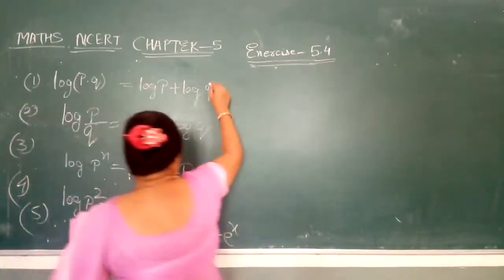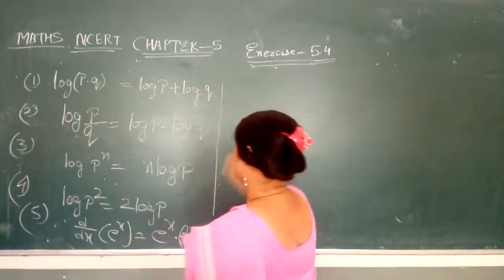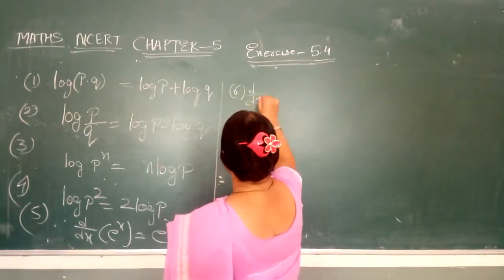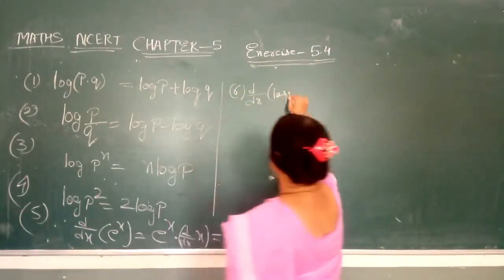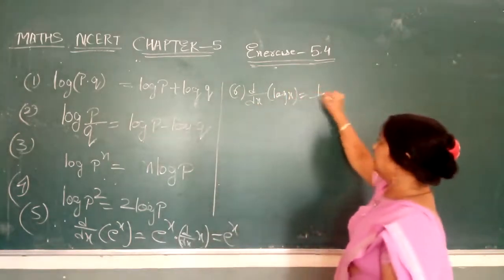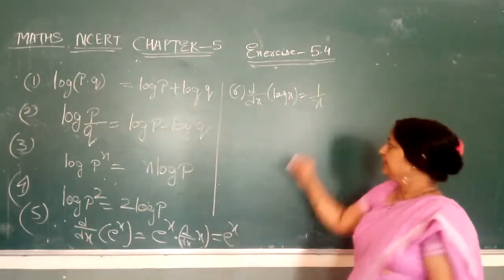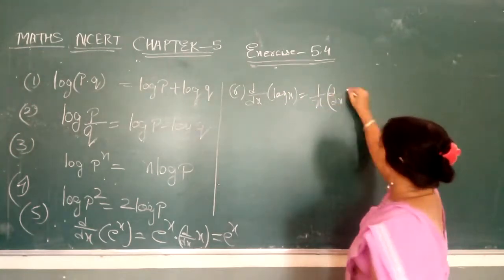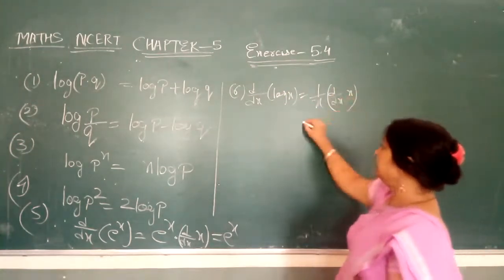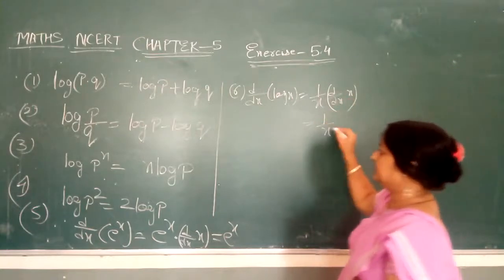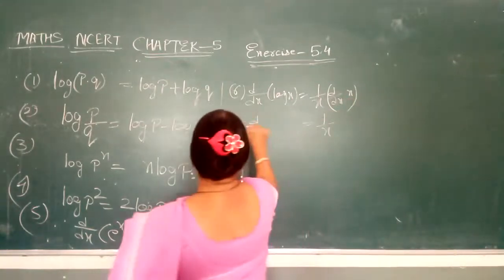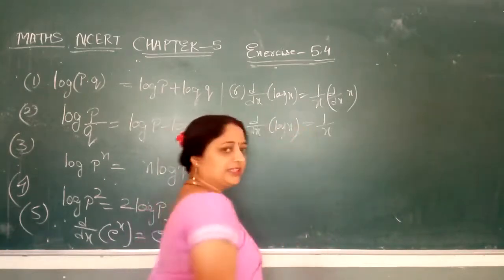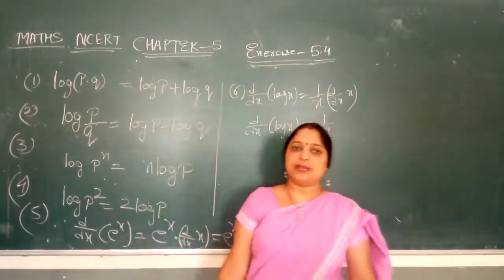And similarly, the sixth one is the derivative of log x, the logarithmic function. The derivative of log x is 1 upon x into again the derivative of x, this theta, and you know the derivative of theta is 1, so it will become 1 upon x. This is the derivative of log x. Now these formulas you will use in exercise 5.4.